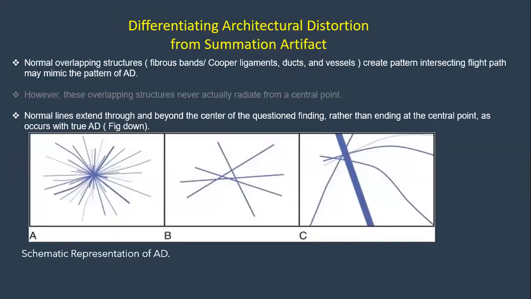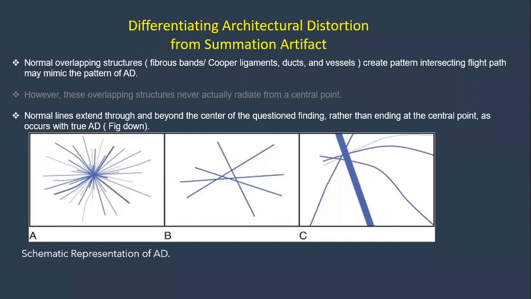What is the difference between, or how could we differentiate, the architectural distortion and summation artifacts? Sometimes you put in our reports, this area likely represents summation artifacts. No, this area is likely representing architectural distortion. Right, how could we be more confident to tell this is architectural distortion?